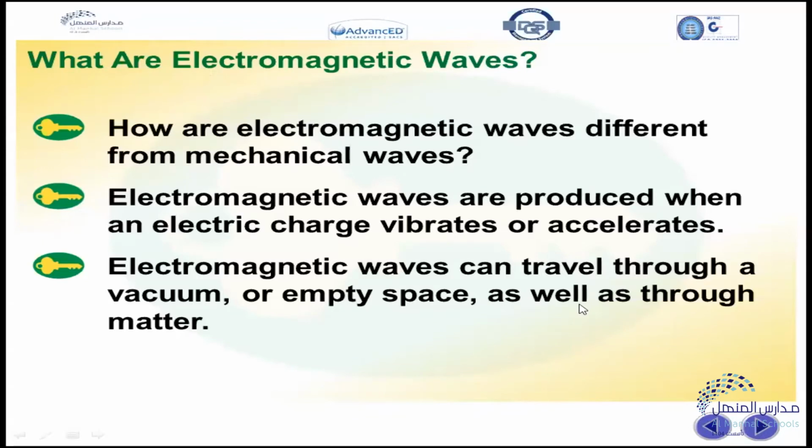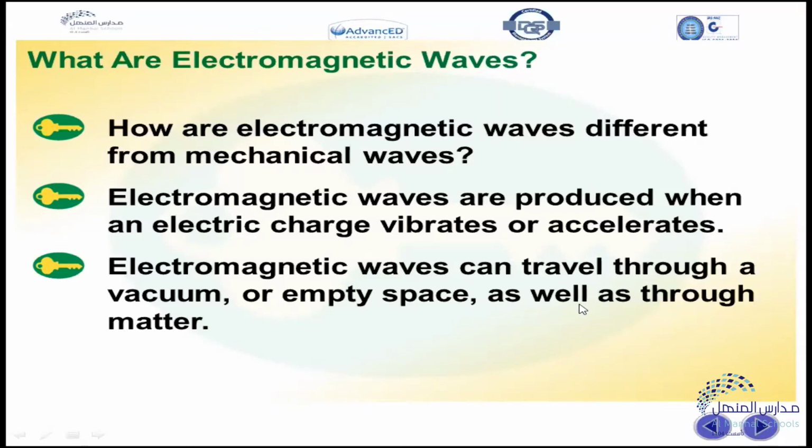How are electromagnetic waves different from mechanical waves? We have studied mechanical waves and we said they need a medium to travel. Also, we said sound is a longitudinal type of mechanical wave. But electromagnetic waves do not need a medium to travel. Electromagnetic waves are all the transverse kind. There is no longitudinal one.